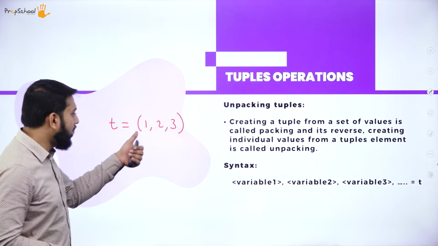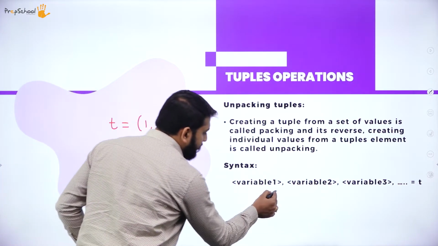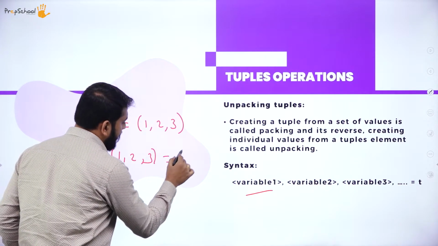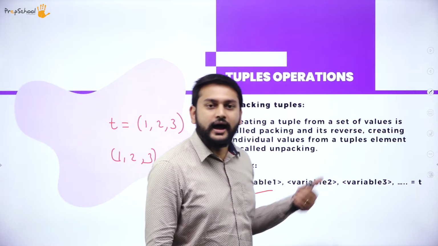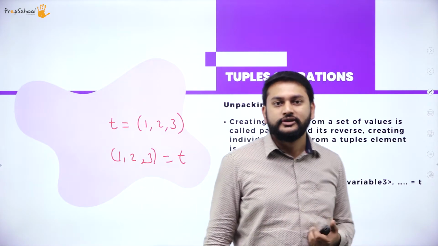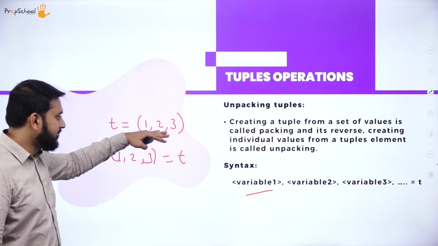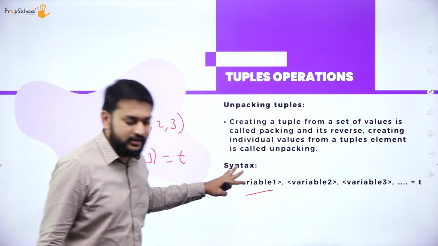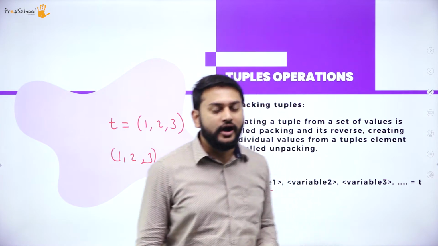In the same way, these are what I will call variables, the values whatever you have, so 1, 2, 3. If you write them out from T, this is what we call unpacking. That's what you need to remember. So this is what we call packing: you are converting this into a tuple, and then you're reversing that method back. That's what we call unpacking. So hope you have understood this concept.